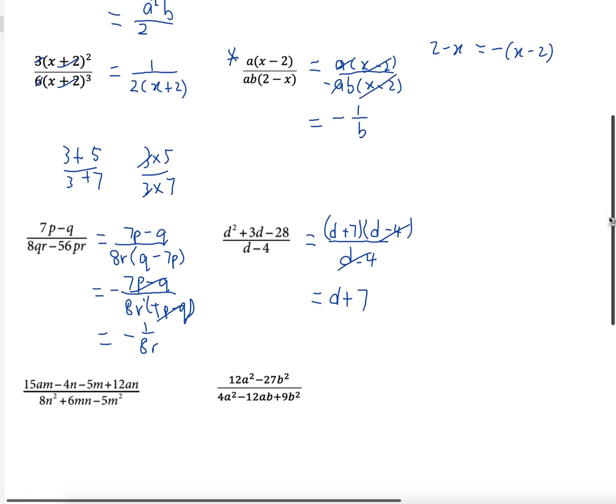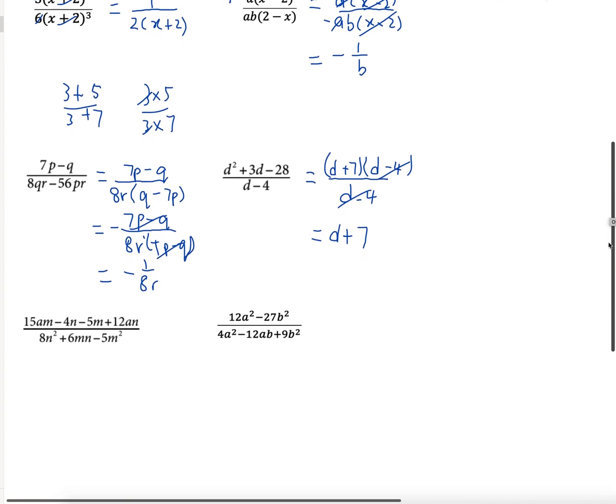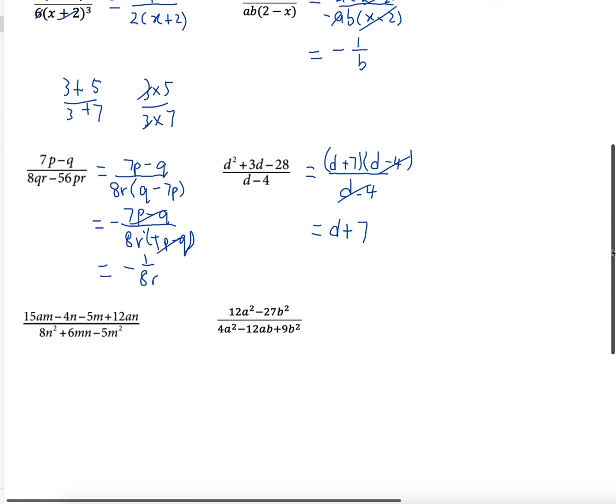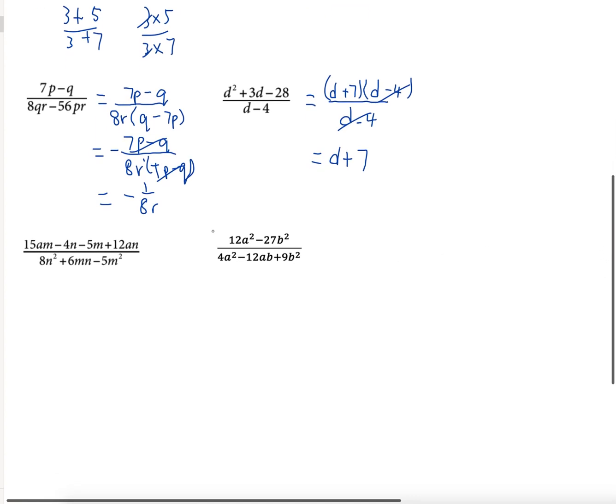Therefore, in order to be good in algebraic fractions, you need to know your factorization very well. Such as in this case here, if you see there are 4 terms, it is factorization by grouping. Factorization by grouping means that this expression can be divided into 2 groups and each group has a common factor.